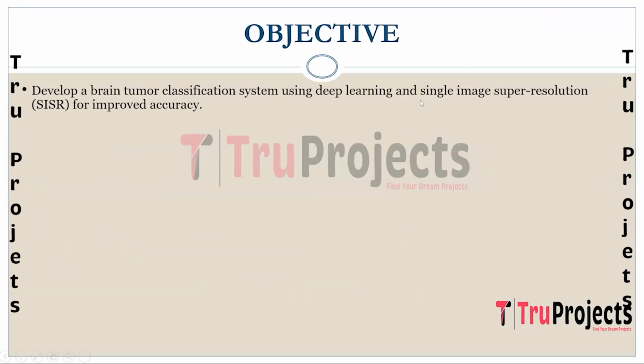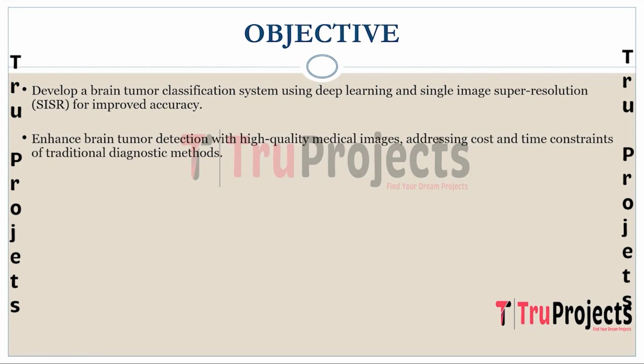Objective of the project. The objective of the project is to develop a brain tumor classification system using deep learning models and a single image super resolution technique, which is SISR. The project aims to utilize high-quality medical images to aid the diagnosis and detection of brain tumors, overcoming the cost and time issues associated with traditional diagnostic methods.